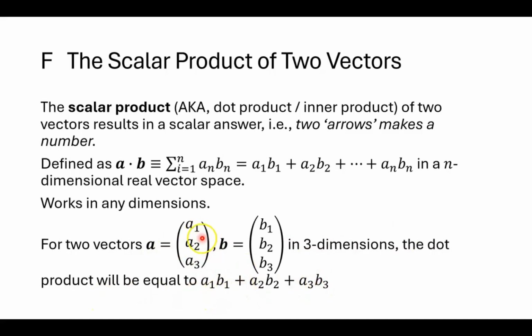So what this means is you take this one times this one, the first component, multiply them together, and then you plus this one times this one, and then plus this one times this one. So you take all the corresponding components, multiply them together, and add them all together.